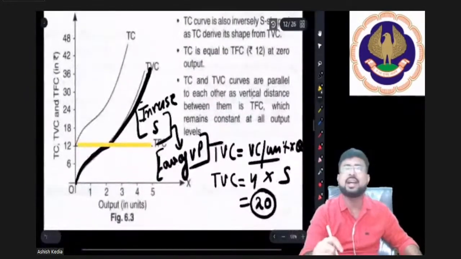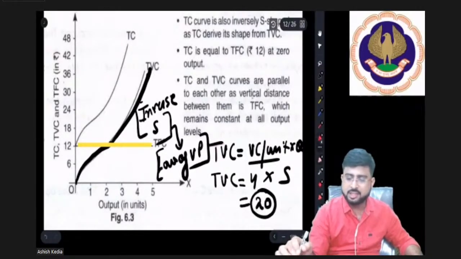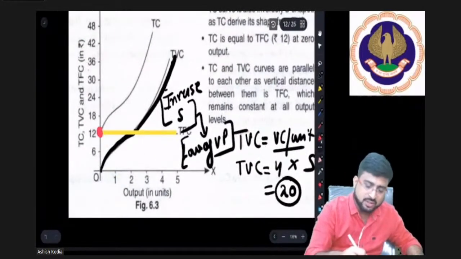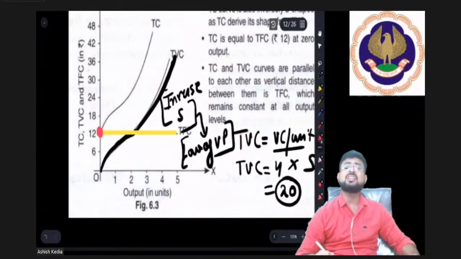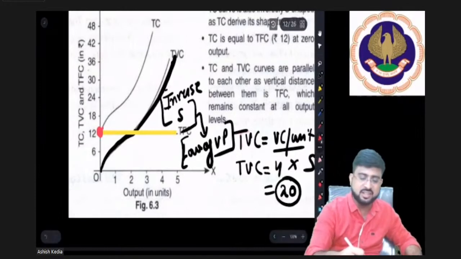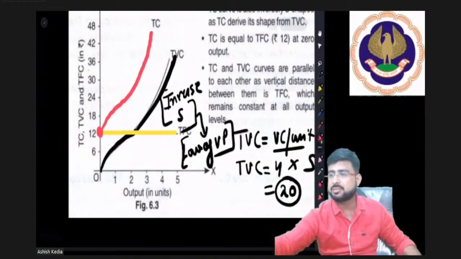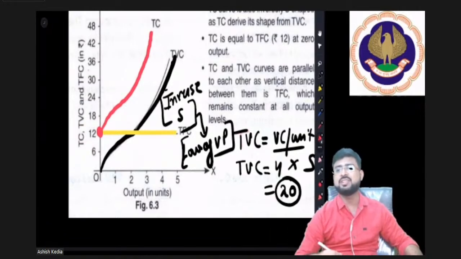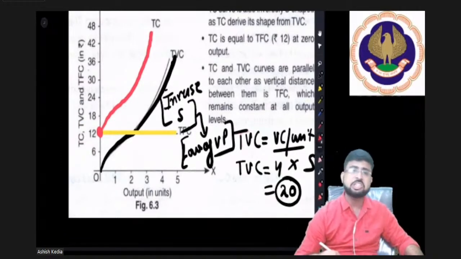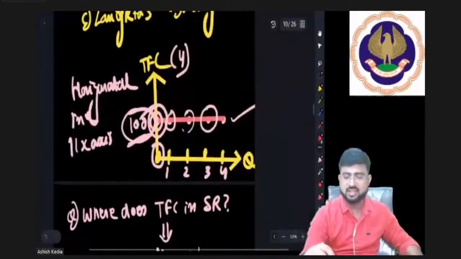Yes, correct. And that's what you see here. You see that initially TC is starting from the same point as TFC, but it is dancing according to TVC, because it is because of TVC that it is changing. That's why it is dancing as per TVC. And therefore, the shape of TC and TVC are the same.